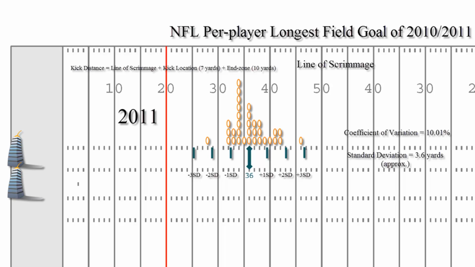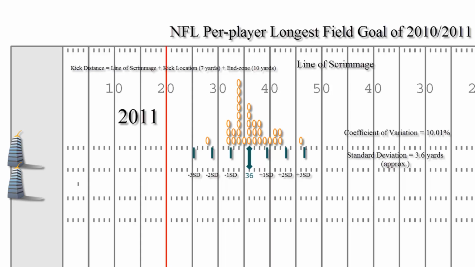So for the 2011 season, the mean line of scrimmage, and that's where the ball is actually snapped back to the kicker from, was the 36-yard line. Now as you can see, the standard deviation was 3.6 yards. So if you remember in our test data, our standard deviation was 7.9, I believe. In this case, it's 3.6 yards on a football field.